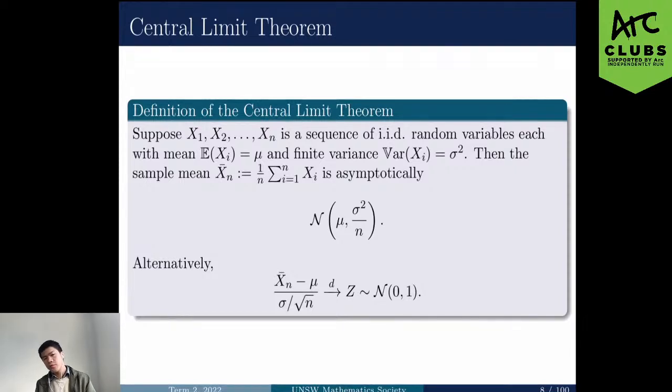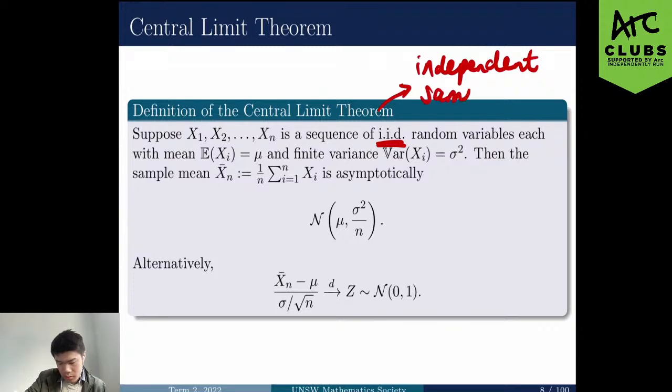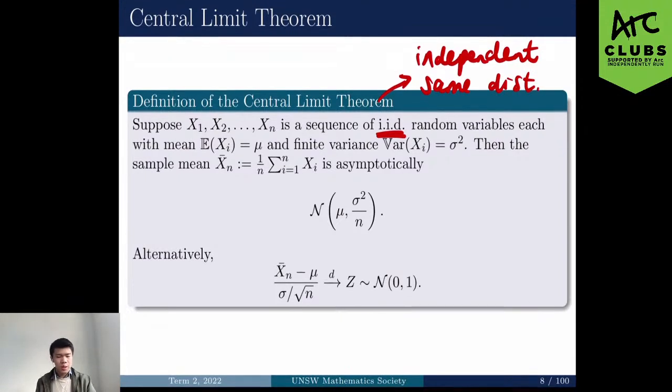Cool. We'll move on to an actual theorem, and this is a really important theorem in stats that we use. So we start off with a setup of independent and identically distributed variables. That's what IID stands for. They're independent, and they have the same distribution. And we know its mean is equal to mu, and we know its variance is equal to sigma squared.